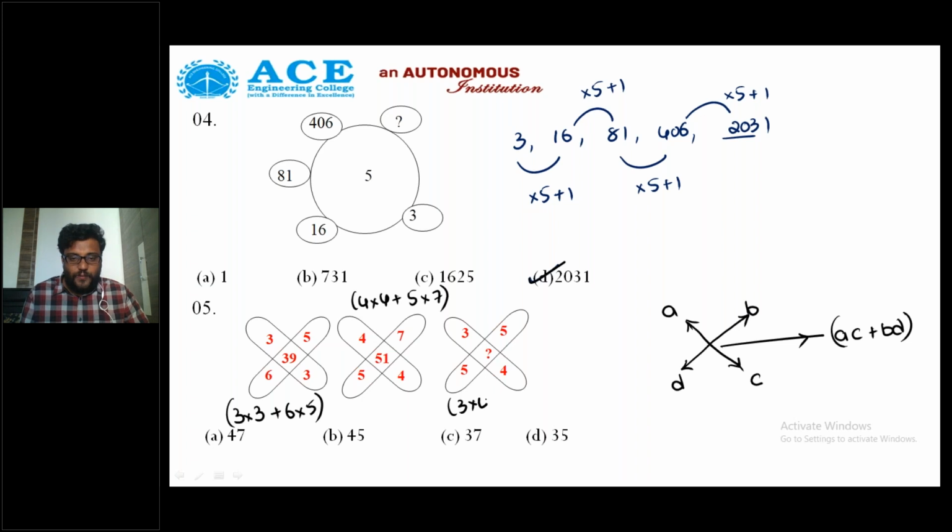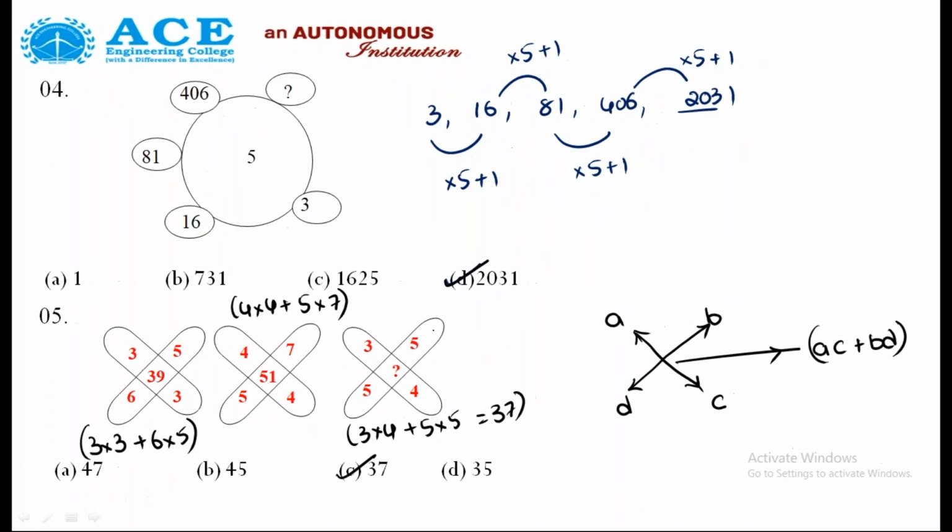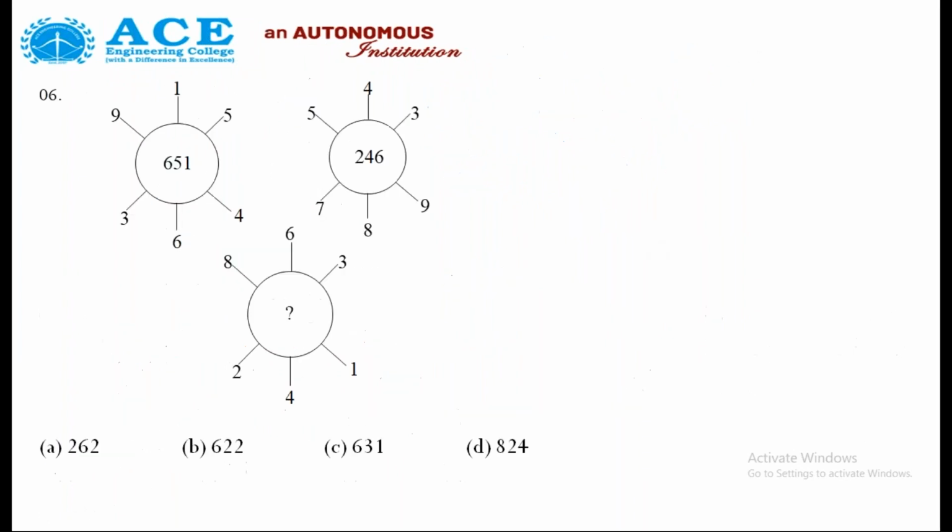Whereas 3 into 4 is 12, 5 into 5 is 25. 12 plus 25 is nothing but 37. Got it? Excellent. 37, my dear friends. Very good. See the next question.